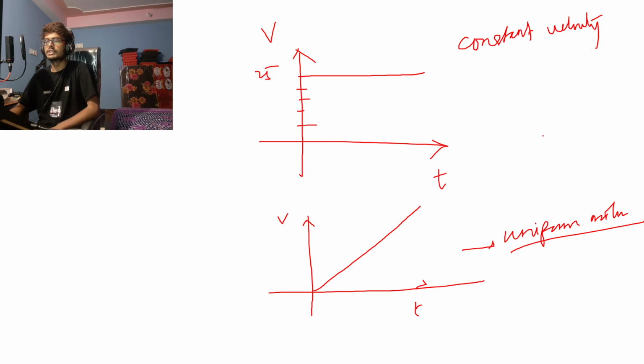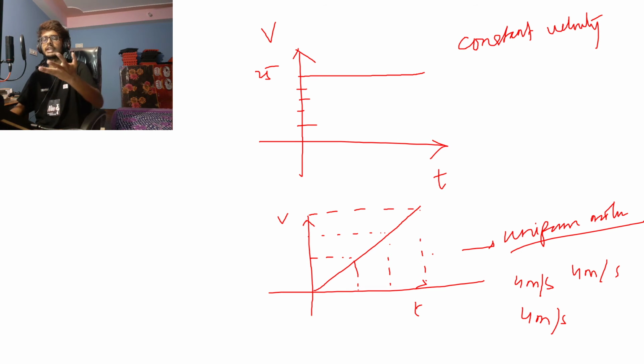Uniform acceleration means the velocity is not constant, but it's changing at a uniform rate, right? So if in 1 second the velocity changes by 4 meters per second, then for the next second as well, the velocity changes by 4 meters per second. So for the third second as well, it's changing by 4 meters per second. So this is the graph where the velocity is changing uniformly, at a constant rate, right?